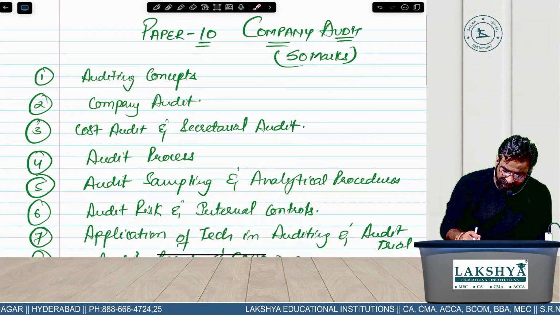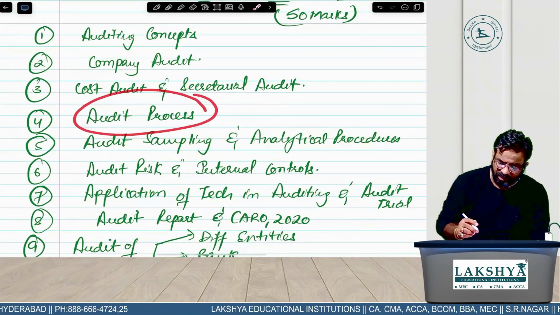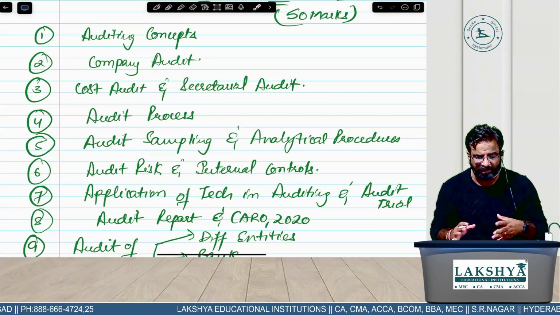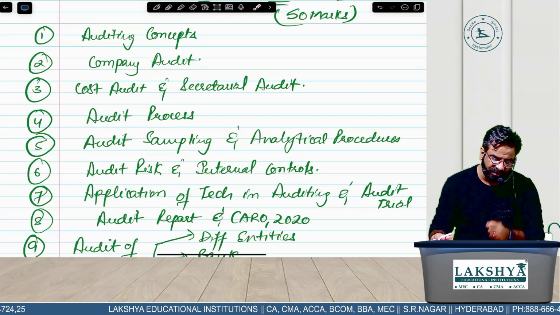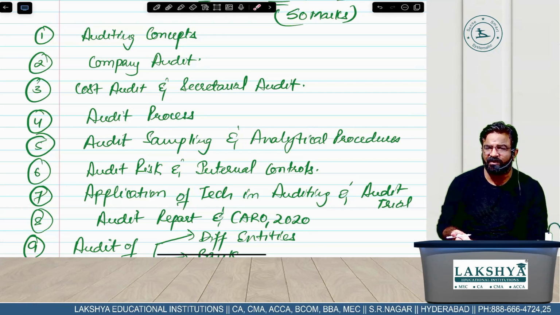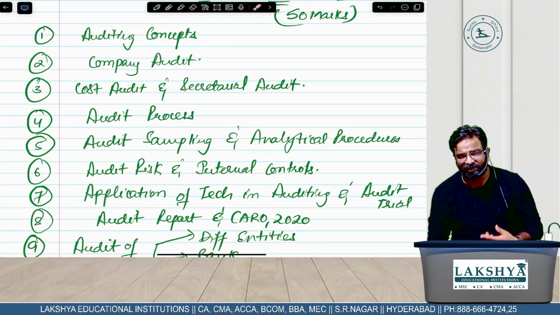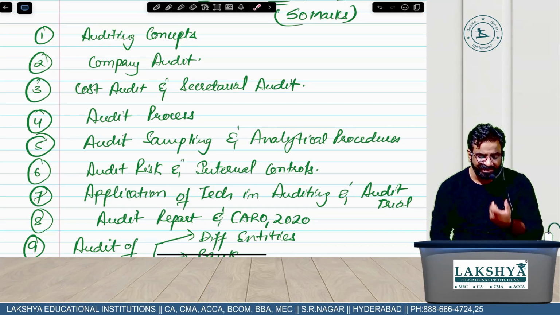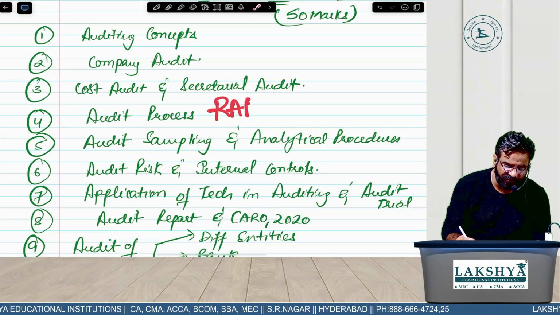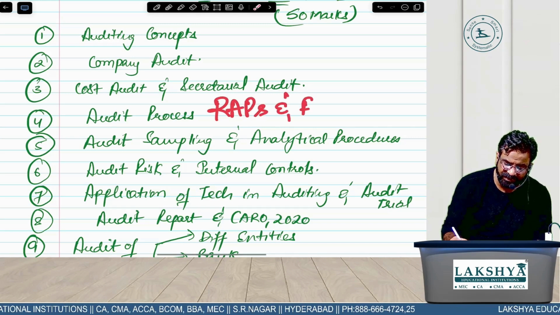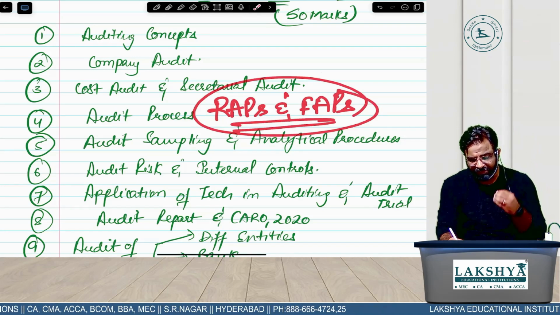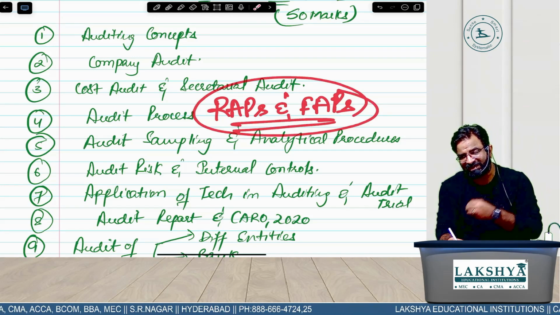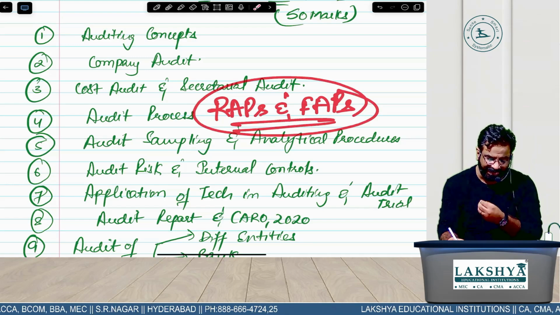Coming to the next chapter, audit process में you should do, see it's a very layman chapter. Audit process में इतना, there is no that many topics which you can do. Audit process में simple topics हैं. What do you mean by audit procedures? What do you mean by audit techniques? Concentrate on RAPs and FAPs, risk assessment procedures and further assessment procedures topic. And that is the only topic which has a capacity to come in your examination directly.